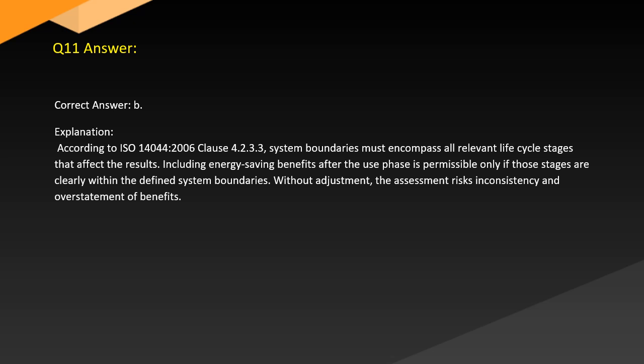Answer. Correct answer: B. Explanation. According to ISO 14044:2006 Clause 4.2.3.3, system boundaries must encompass all relevant life cycle stages that affect the results. Including energy saving benefits after the use phase is permissible only if those stages are clearly within the defined system boundaries. Without adjustment, the assessment risks inconsistency and overstatement of benefits.